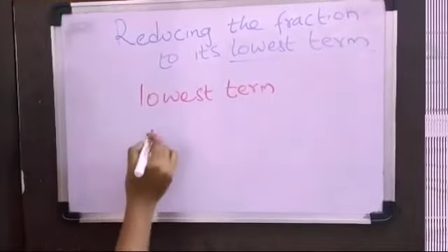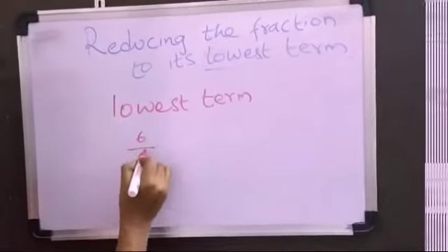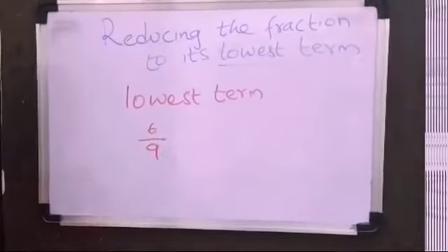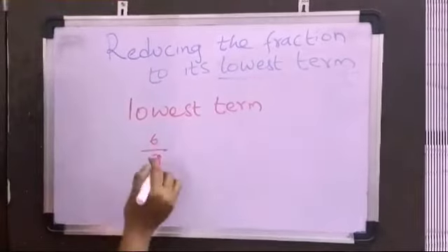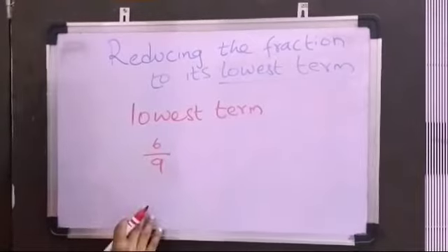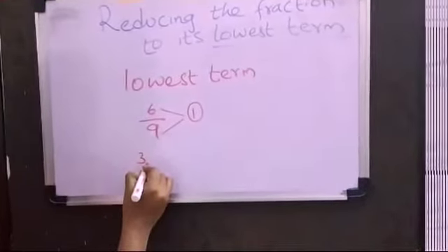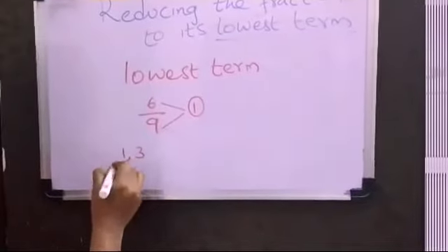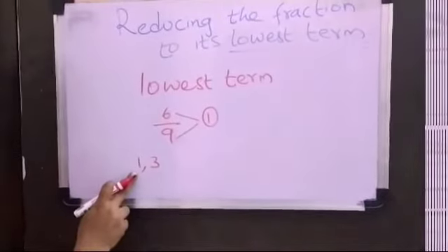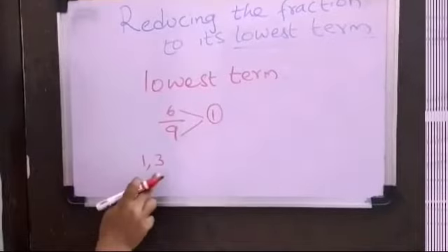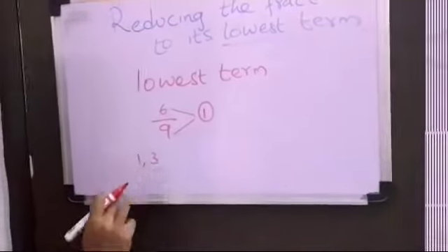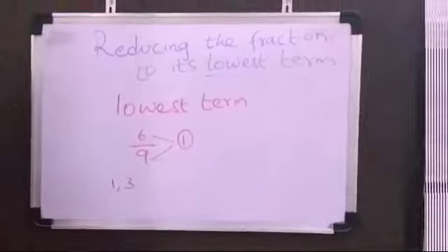Now take any fraction. Suppose I have 6 by 9. Now this fraction is said to be in lowest term. What are the common factors of 6 and 9? They are 1. First we'll start with 1. The common factors always start with 1. 1, 3. These are the common factors of 6 and 9.